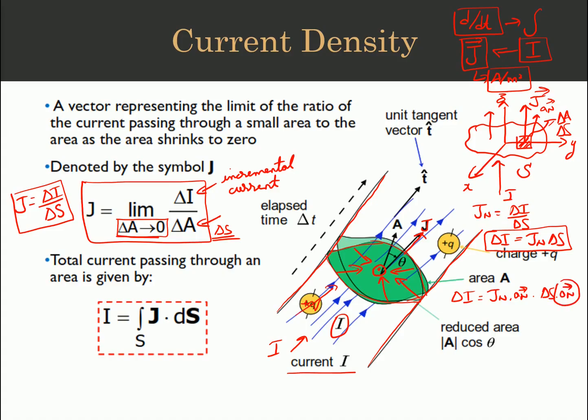So the dot product of the normal vectors will be 1, so I can write it as J dot product with delta S.